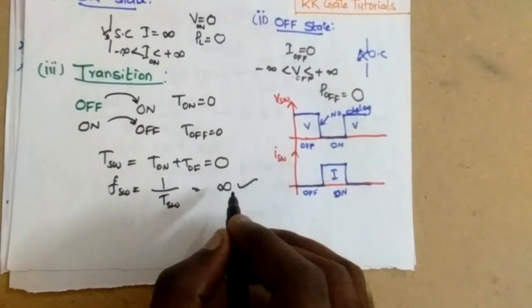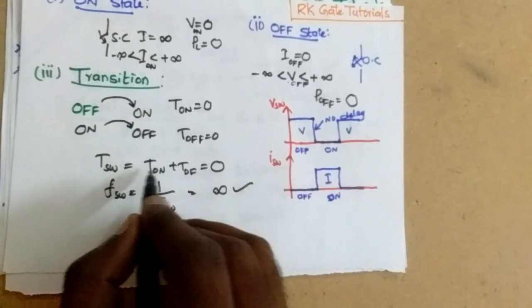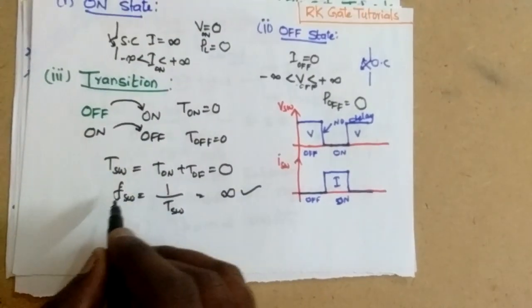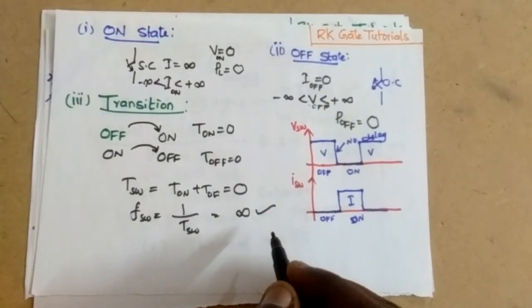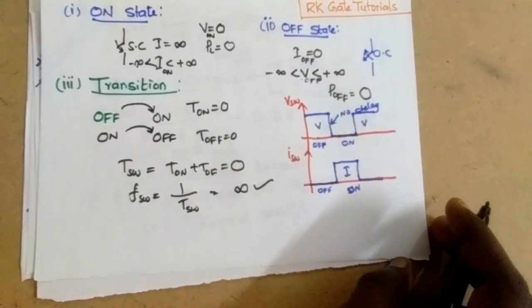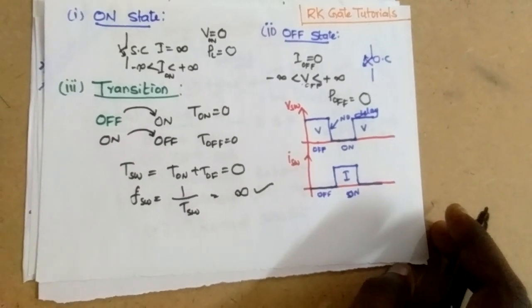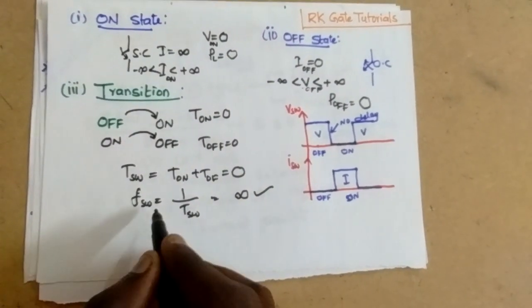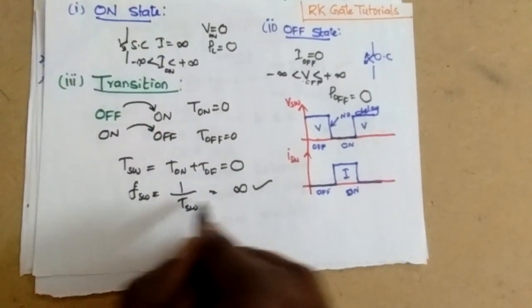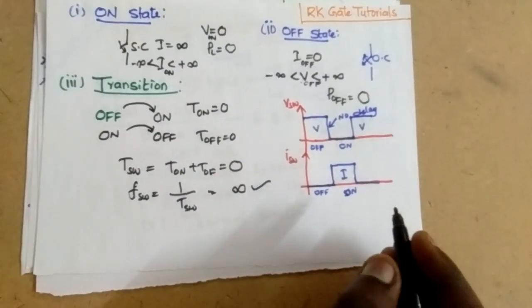This is important. In the numericals you will not get the time, whereas sometimes they might give you this switching frequency, and ask you to calculate the energy and power loss. I hope you understand. So the ideal switch can perform at infinite switching frequency. This is the conclusion here.